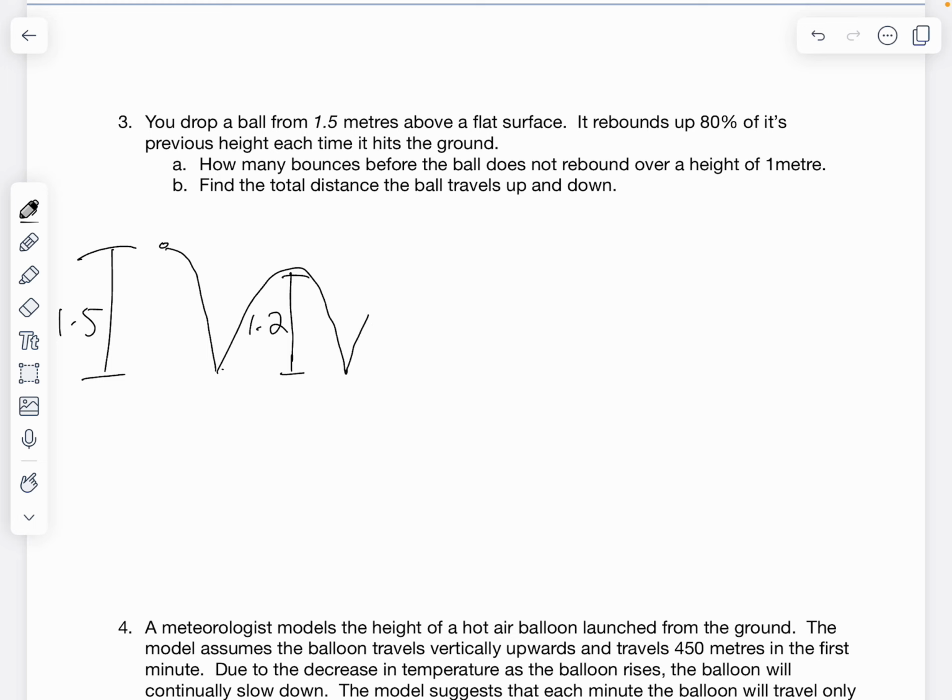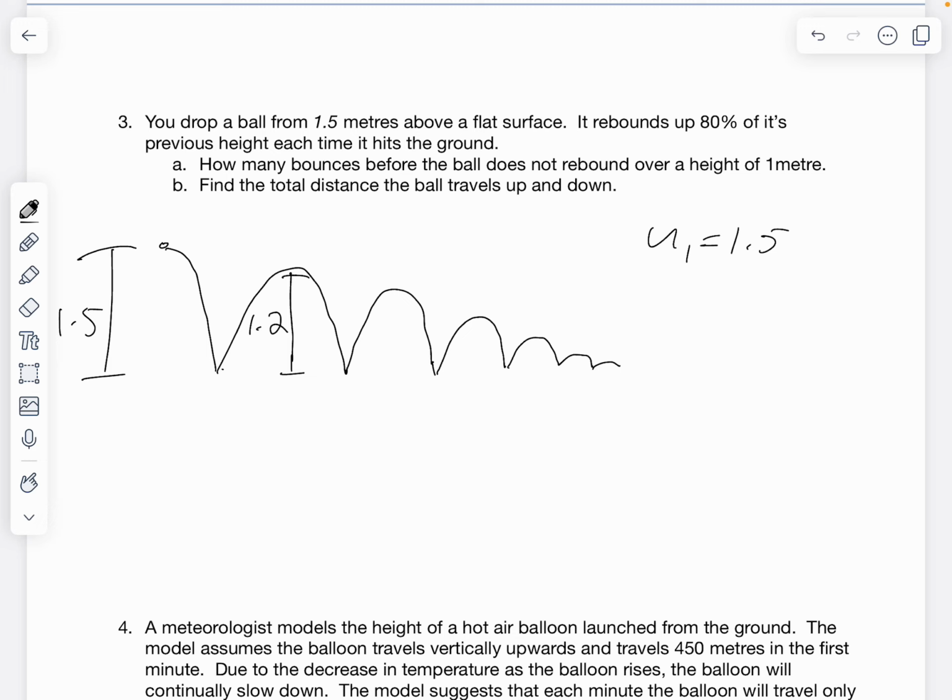And then it's going to bounce to 80% of its height again, and then 80% of its height again, and again. It's going to do this forever, right? And we all know balls eventually stop bouncing, but for this example, we're going to say it's going to bounce to 80% of its height forever, okay? So what do we got going on here? U1 is 1.5, for sure.